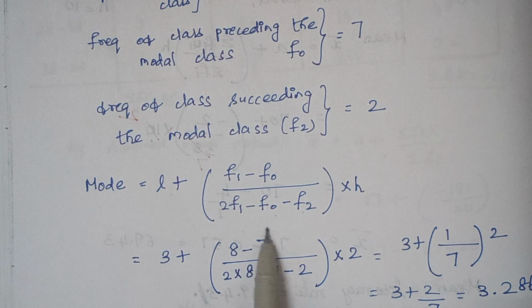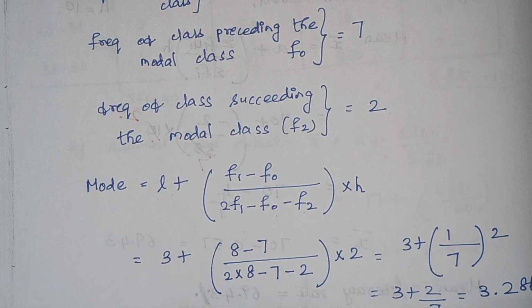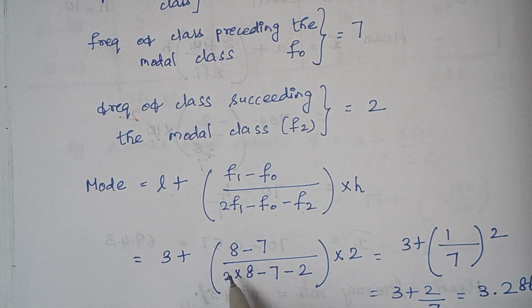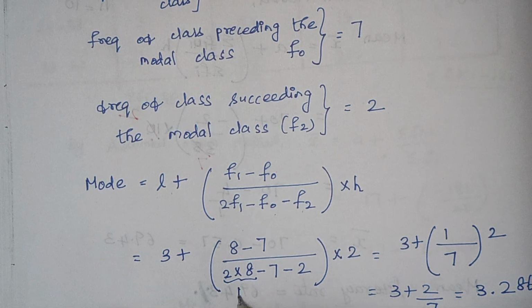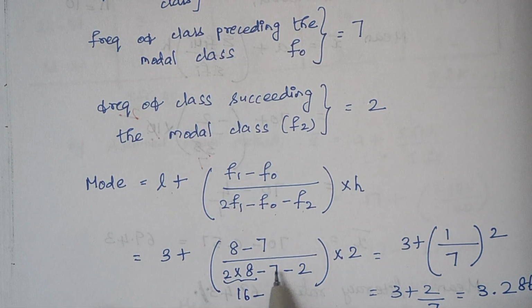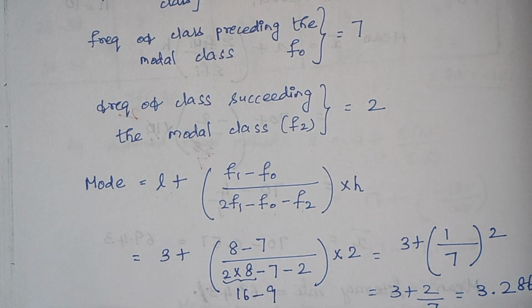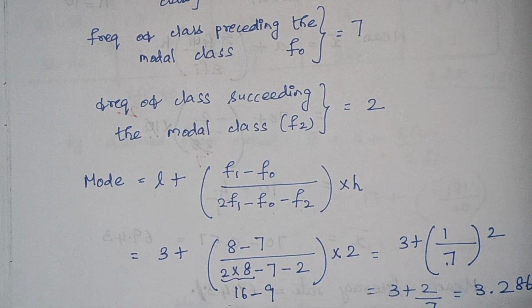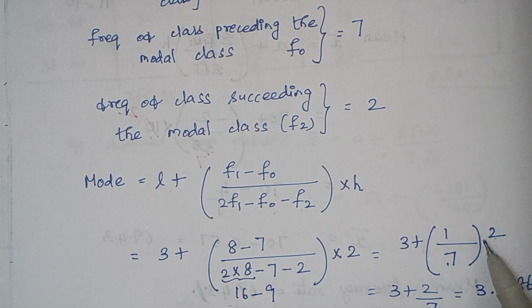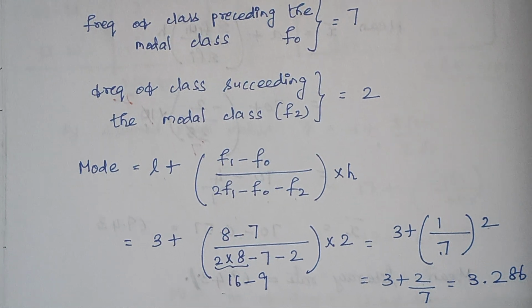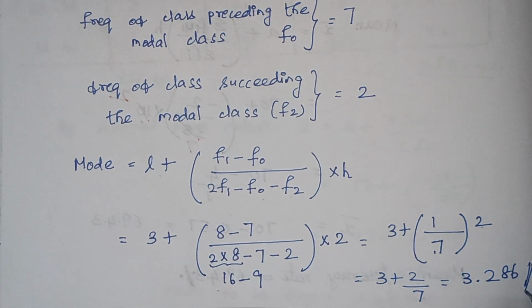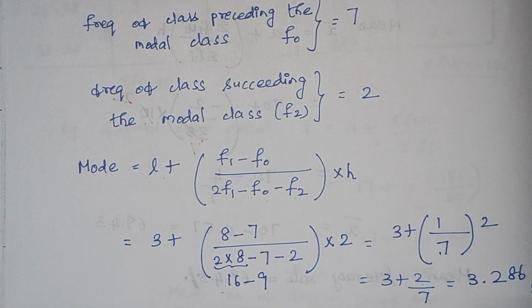So 3 plus this. When you solve this, I believe you know how to solve it. First you have to multiply: 8 twos are 16, minus 7 minus 2, that gives minus 9. So 16 minus 9 gives you 7, into 2. Again when you multiply it becomes 2 by 7. So 3 plus 2 by 7 gives you the answer 3.286. So this is the mode value of the given data.